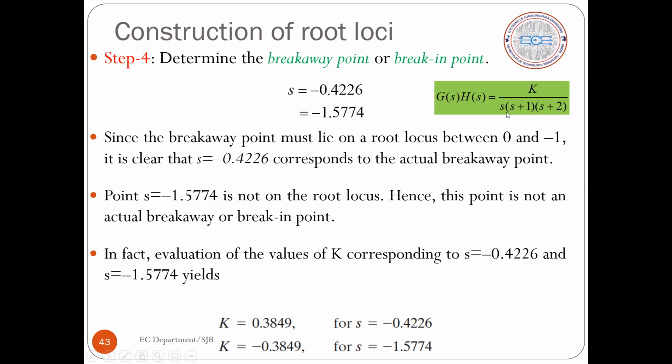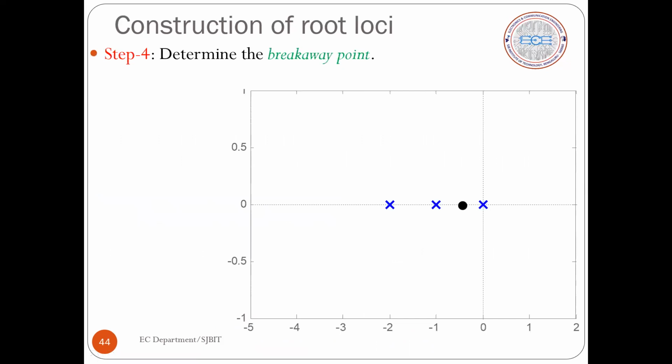So what is the k value for s is equal to minus 0.4226? Take this transfer function, substitute for s. Take the transfer function, substitute for s as minus 1.5774 and calculate the values of k. So what you get is two values. You can see that k is positive for s is equal to minus 0.4226 and k is equal to minus 0.3849 for s is equal to minus 1.5774. It clearly says that negative values of k is not a valid point. So the positive one we have to take.